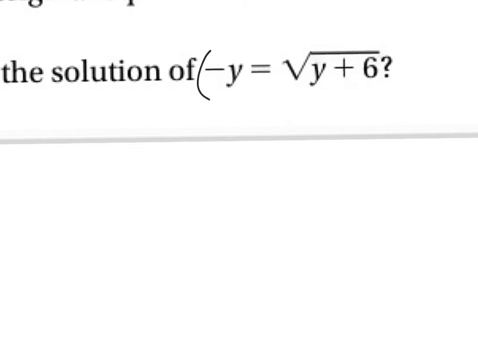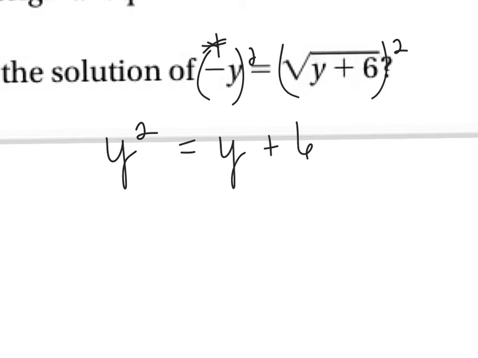So for this problem, we'd want to go ahead and square both sides first. Over here on the left side, be careful with this. Negative y is what we're squaring. Negative y in parentheses, negative y times negative y. That would be a positive y squared. And then on the right side would be y plus 6.